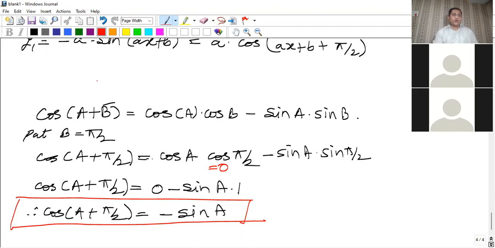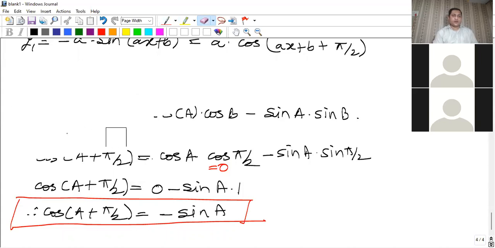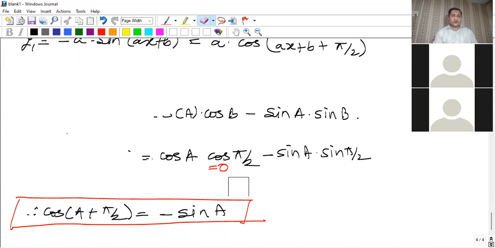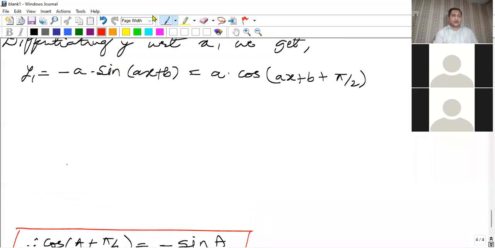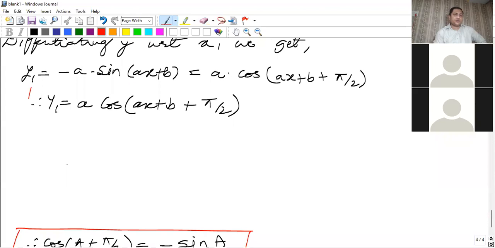Okay, and now once I have differentiated this, I forget about the remaining steps. We got the important formula, so what to do next? Next, again, I'll write this as y1. So I can write this y1 as a times cos of ax plus b plus pi by 2. Okay, so this is our first derivative.